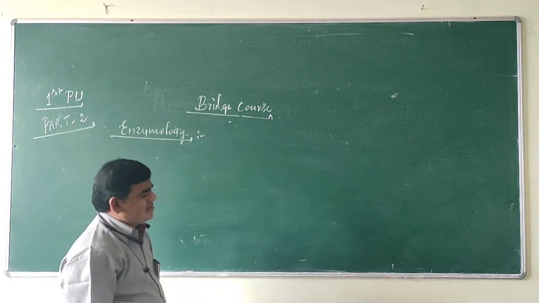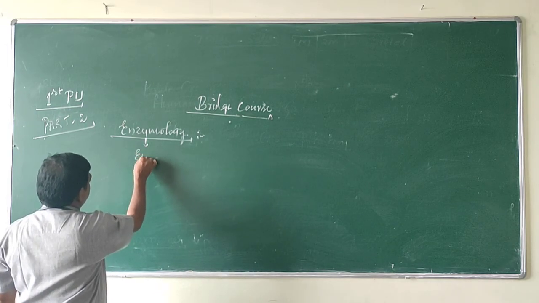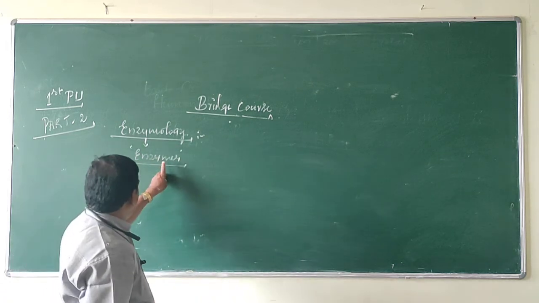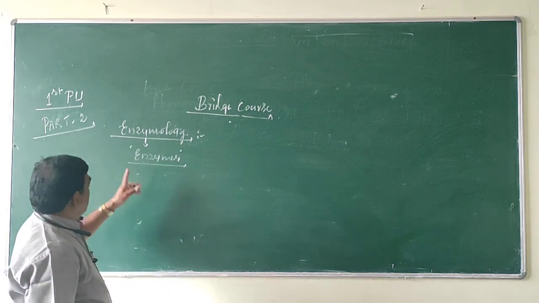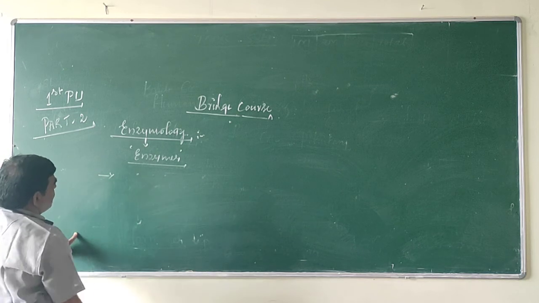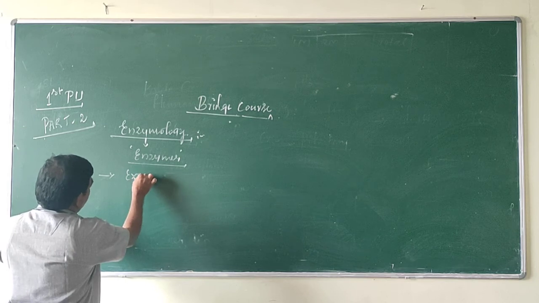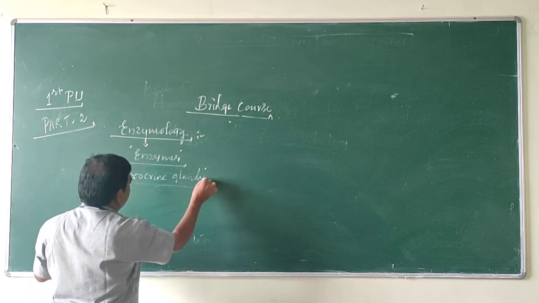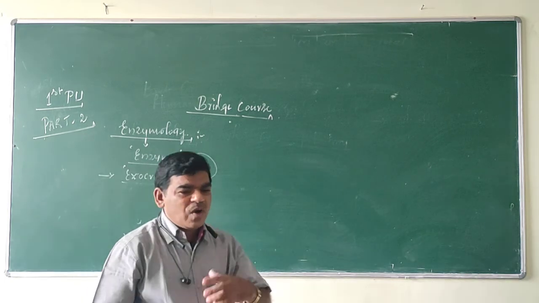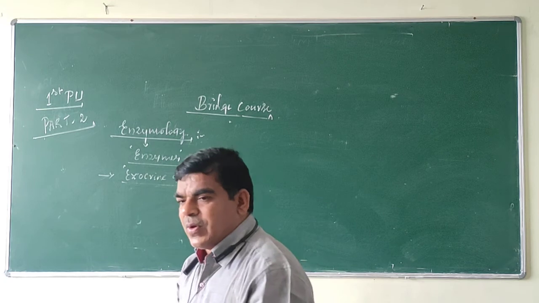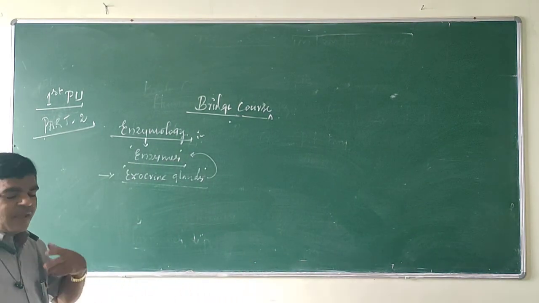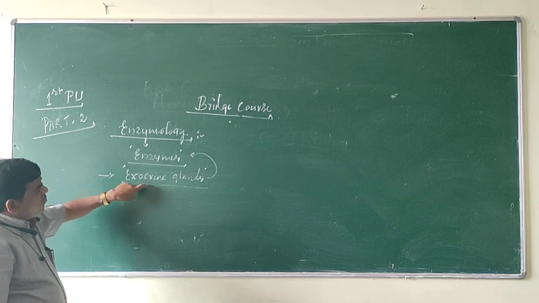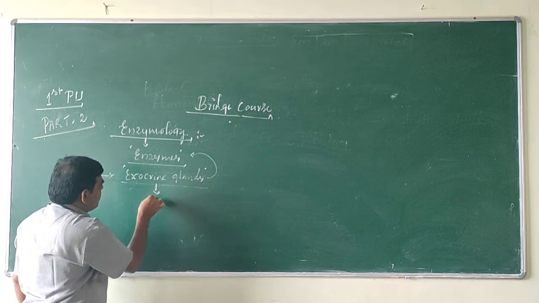Enzymology deals with the systematic study of enzymes. There are two types of glands: endocrine glands and exocrine glands. Endocrine glands are related to hormones, but exocrine glands secrete enzymes.